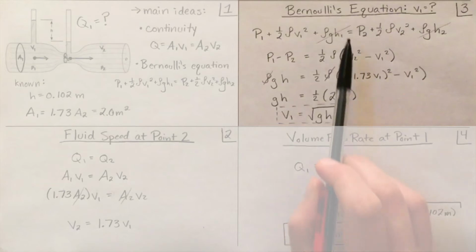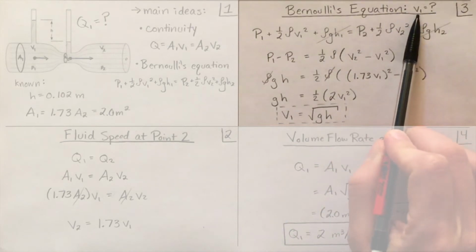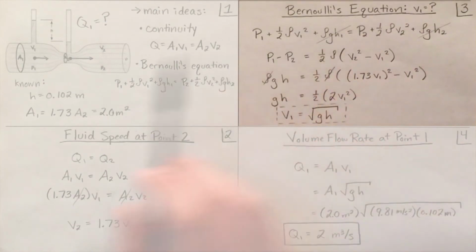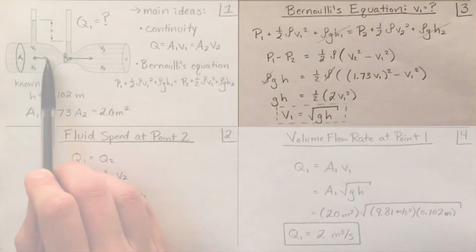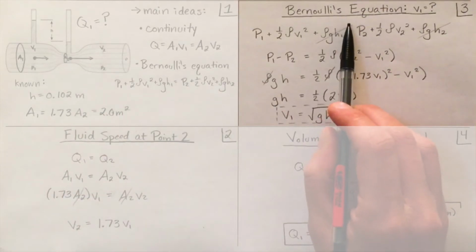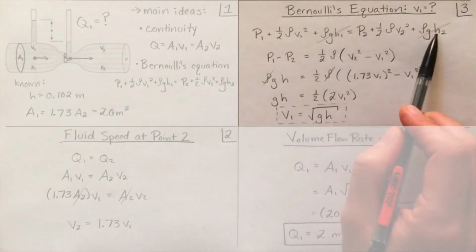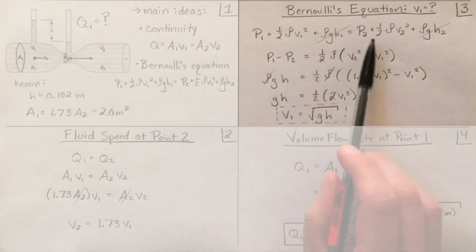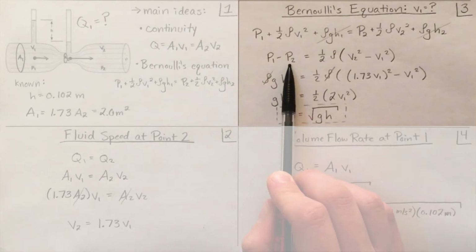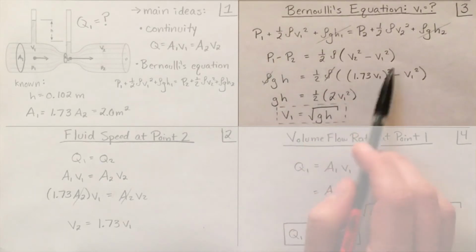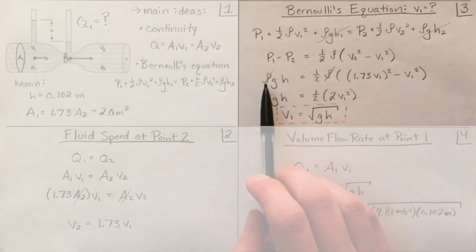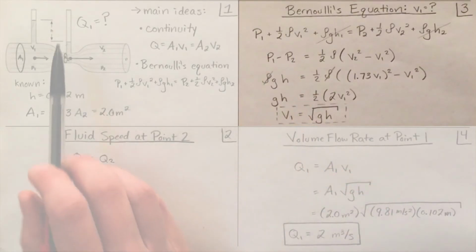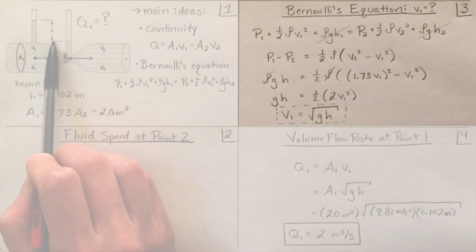Now we can use Bernoulli's equation to find an expression for the fluid speed at point 1. We first see that because point 1 and point 2 are located along the same horizontal line, these two terms cancel because h1 is equal to h2. We can then rewrite the equation by moving p2 to the left-hand side and moving this expression to the right-hand side and simplifying. The difference between the pressure at point 1 and point 2 is equal to rho gh, which is the pressure due to this difference in height.